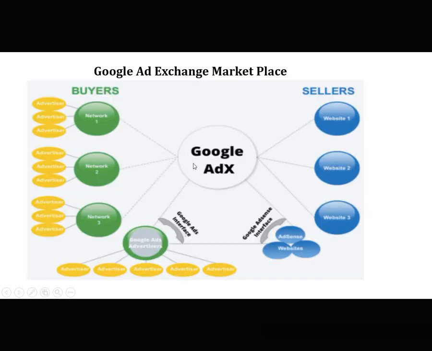So this is the Google Ad Exchange Marketplace. These are the list of buyers. These are the list of the sellers of various publisher websites. This is the Google Ads interface of their own advertisers. This is the Google AdSense interface of their websites. So this is how the ads are sold and ads are run on websites.